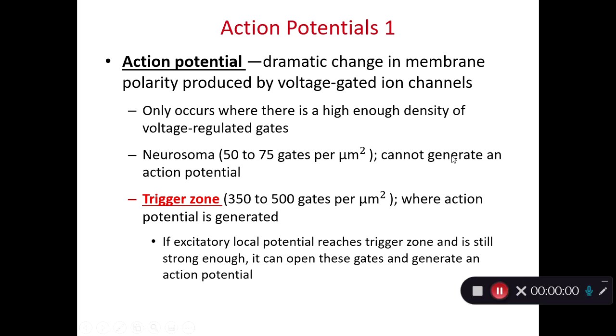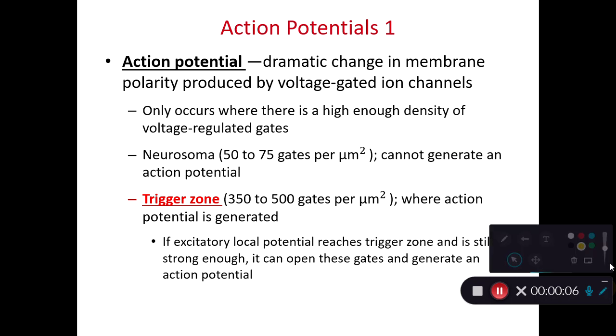Hi class, in this discussion we're going to be focusing on action potentials. When I think of an action potential, I want you to think of sending electrical signals down the length of an axon. When we think of action potentials, a lot of times these are just going to be referred to as an electric signal. A more formal definition of an action potential is that it's a dramatic change in membrane voltage or membrane polarity as ions are moving in and out of voltage-gated ion channels.